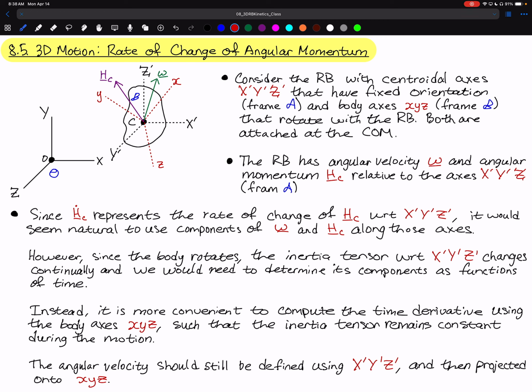The black x prime, y prime, z prime are attached to the center of mass and move with the center of mass, but they don't ever rotate. And then we have an inertial frame O with inertial axes x, y, z. This rigid body has an angular velocity omega and some angular momentum h sub c relative to our frame A.